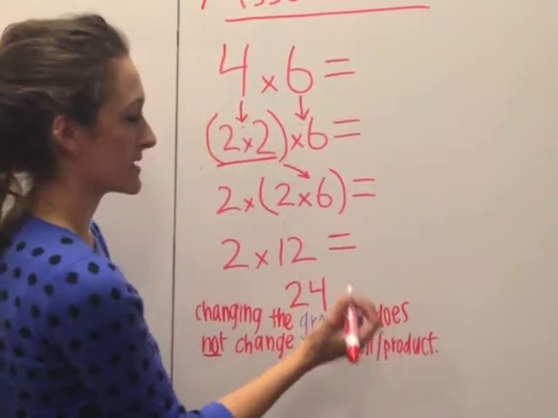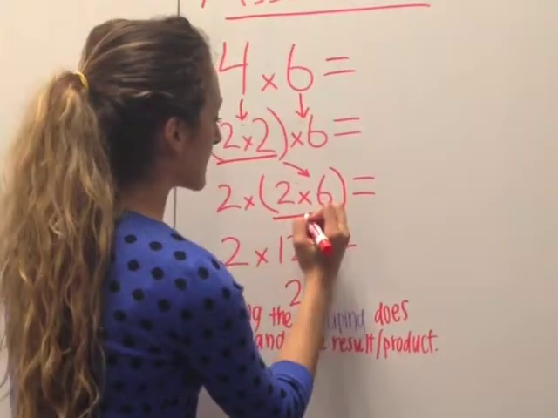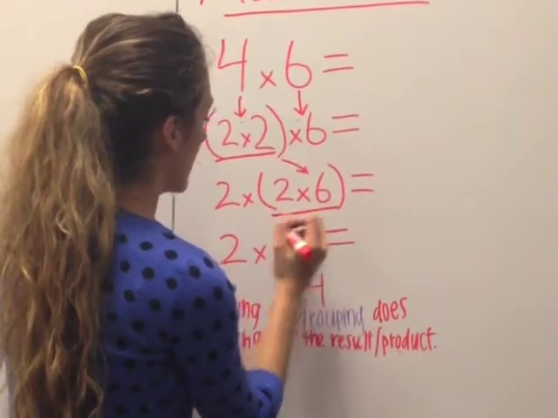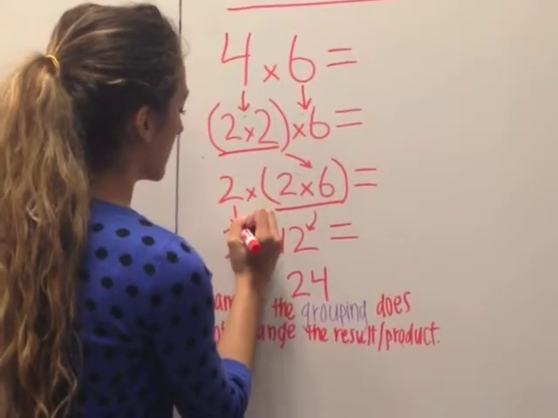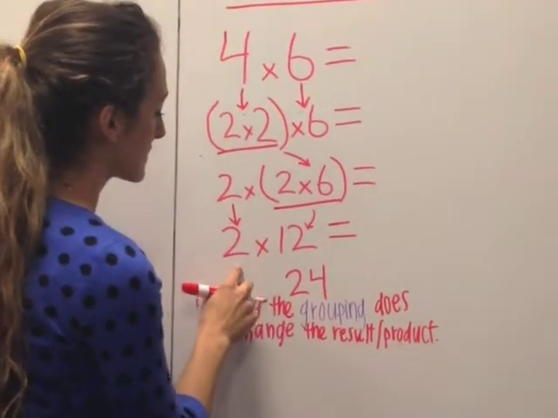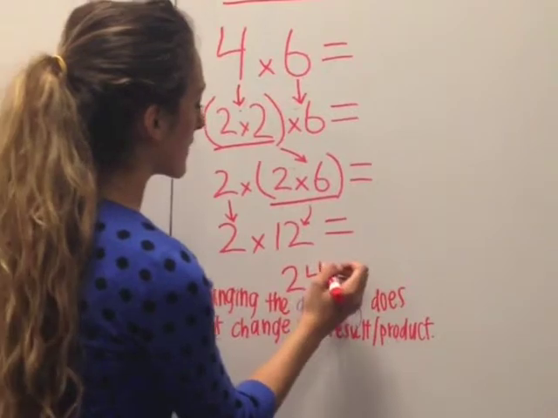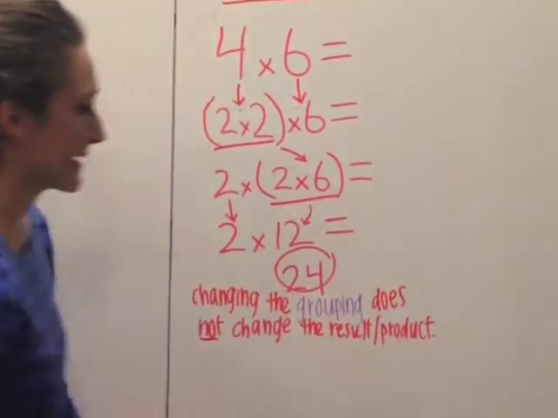We do what's in parentheses first, so we do the 2 times 6 and we get the 12, and again we bring down the 2. Next, we do 2 times 12 equals 24, which is still our same answer.